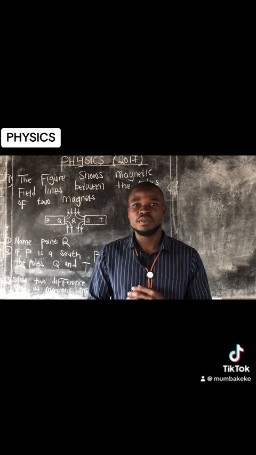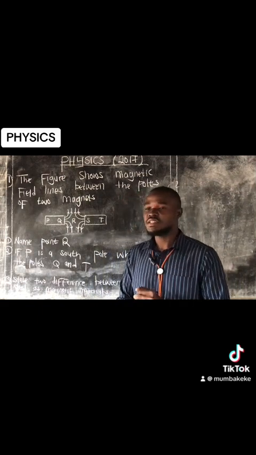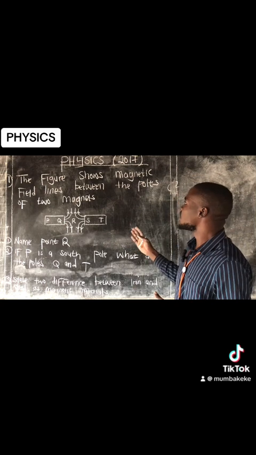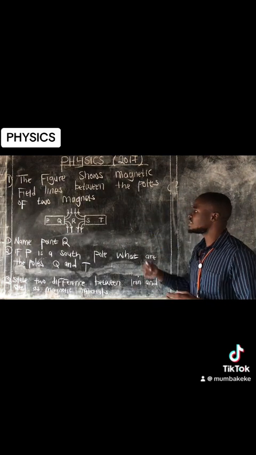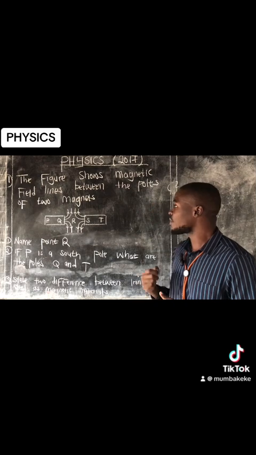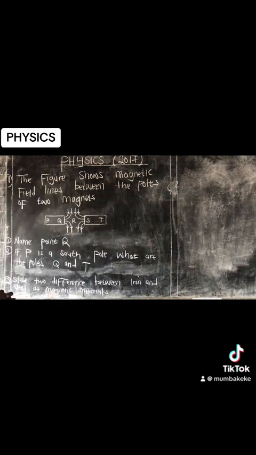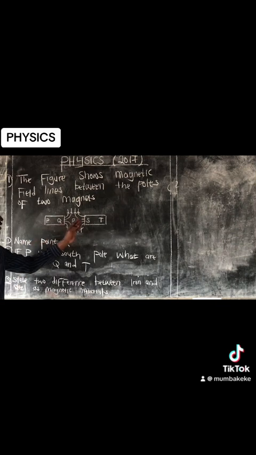In today's video, I'll be answering a physics question, Science Paper 1, 2017. This question is under the topic magnetism, one of the simplest topics in physics. The question reads: the figure shows magnetic field lines between the poles of two magnets. So these are the two magnets given, and we have these lines, which are known as magnetic field lines.